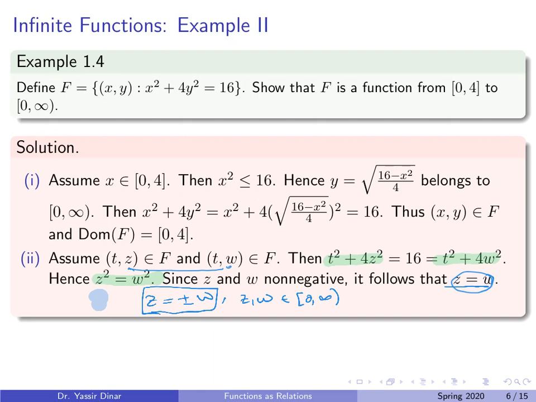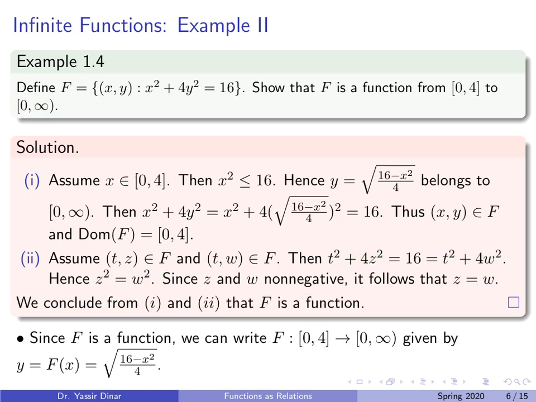In the second proof here, it is crucial to know that the definition of the codomain plays a part. Because z squared is equal to w squared, it doesn't mean z equals w. It means z is equal to plus or minus w. But since both of them are non-negative, this will give me that z equals w. So from satisfying conditions 1 and 2, we conclude that f is a function, and f will be a function from the interval 0, 4 to 0, infinity.